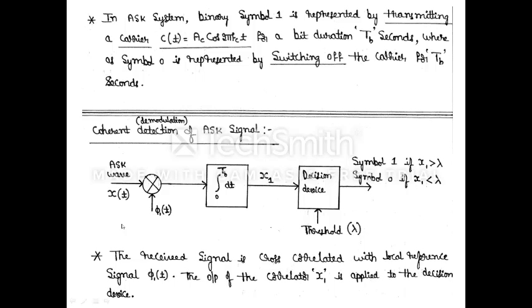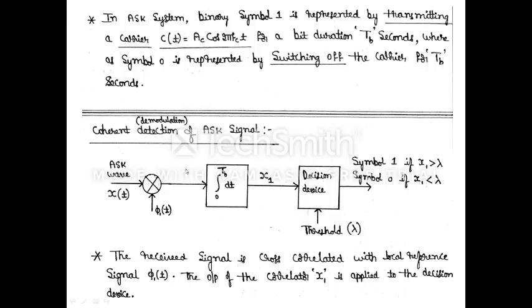Then detection of the ASK signal. It includes again a multiplier and integrator, like a low pass filter, and a decision device having a threshold value. The detector has the input signal x of t, and phi 1 of t is the carrier signal. It is the same as the carrier signal which was used while generating the BASK signal. That is why this is called coherent detection of the ASK signal.